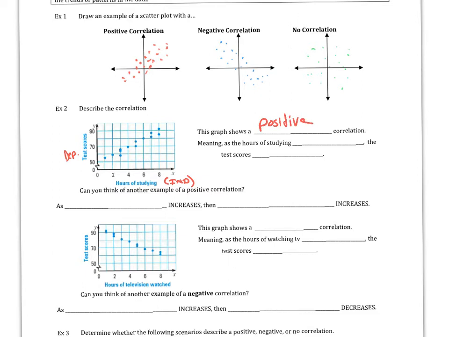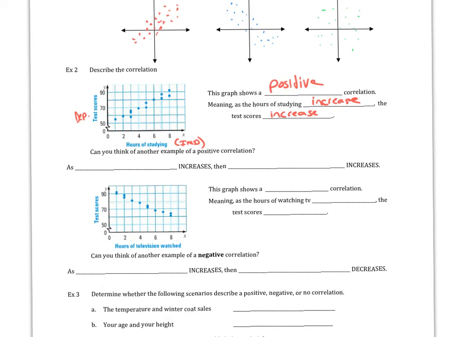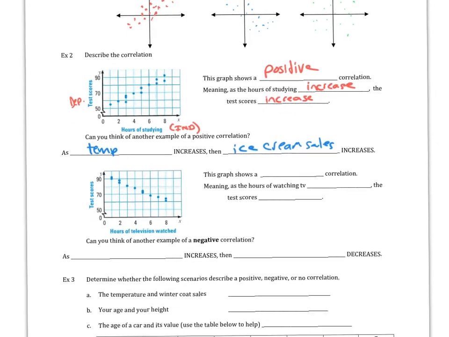And we just kind of said this: as the hours of studying increase, the test scores increase. That's what a positive correlation means. As x increases, y increases. Right? So can you come up with another example of positive correlation? One that I like is that as the temperature increases, then ice cream sales increase. Right? So as it gets warmer outside, more ice cream is going to be sold because people are more interested in buying ice cream when it's warm out.